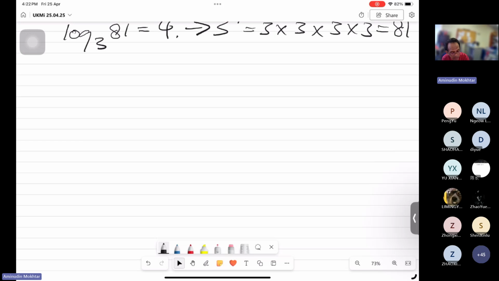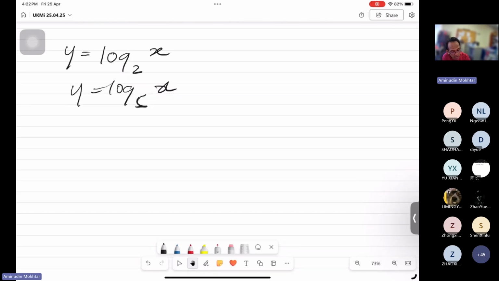Basically, when we write log with the base 2, let's say y equals log with the base 2 of x, it is a log with base 2. Or we have y equals log with base 5 of x, for example. But we also have a log of this form, y equals log with base 10 of x.